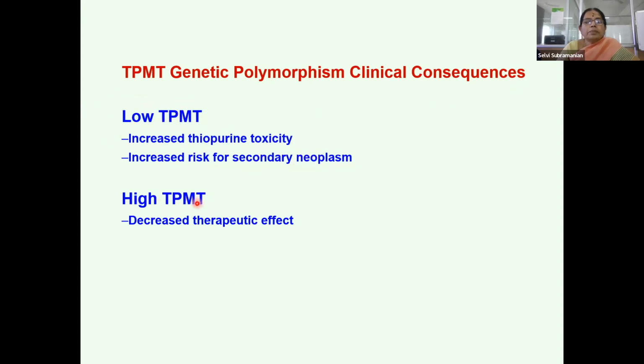When there is high TPMT activity, there is decreased therapeutic effect. As soon as the drug enters the cell, high TPMT activity means it is immediately inactivated. So there will be decreased therapeutic effect. So these are the various phenotypes which are happening because of the polymorphism.